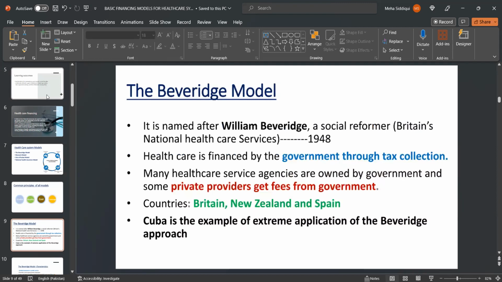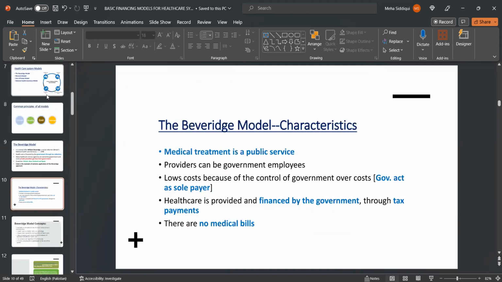The Beveridge model was named after William Beveridge, a social reformer. In this model, healthcare is financed by the government through tax collection. Many healthcare service agencies are owned by the government, and some private providers get fees from the government. The main countries where this model is working are Britain, New Zealand, and Spain. Cuba is the example of extreme application of the Beveridge approach.